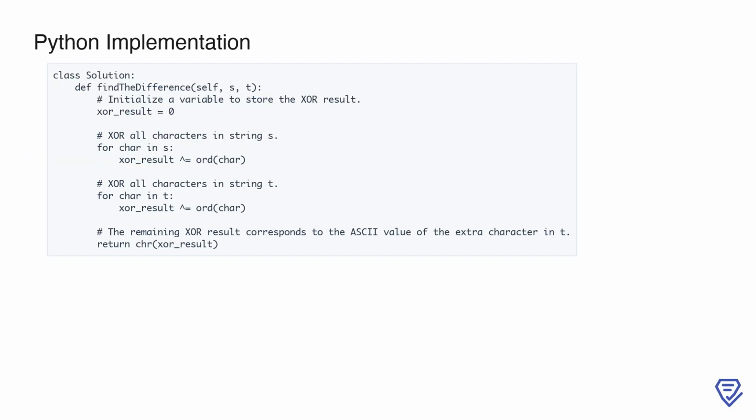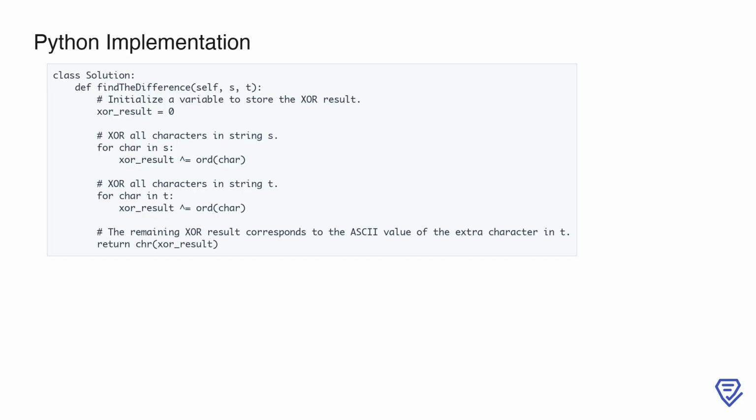This implementation leverages the properties of the XOR operation to efficiently find the extra character in string t. The find the difference function takes two input strings, s and t. The key observation is that XORing a character with itself cancels it out, e.g., a XOR a equals 0. Thus, by XORing all characters of both strings, the result will be the ASCII value of the extra character in t, as it cannot be cancelled out.